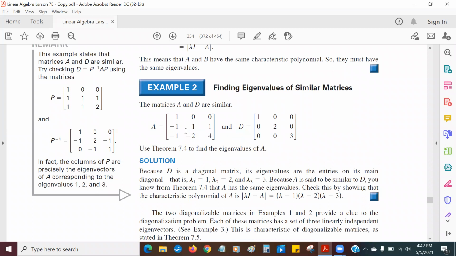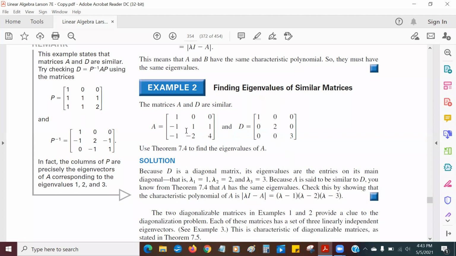What are the eigenvalues of A? Well, the eigenvalues of A are going to be the same as the eigenvalues of D because they're similar. And we know that the eigenvalues of a diagonal matrix are just the elements of the main diagonal. So therefore, the eigenvalues of A are going to be 1, 2, and 3. And pow, we are done.